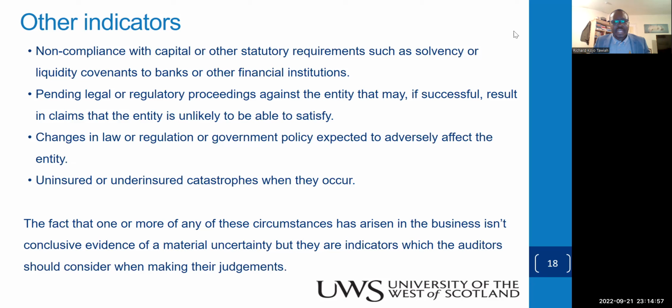There are other indicators. Assuming these guys are not complying with capital or statutory requirements, such as solvency or liquidity covenants to the bank and other financial institutions, that could also smack of going concern issues. There are pending legal and regulatory proceedings against the company. There are changes in laws and regulations which government has passed and could adversely affect the operations of the company. There are some serious catastrophes which may occur. However, the company doesn't have insurance policies to indemnify them in terms of these events should they occur.